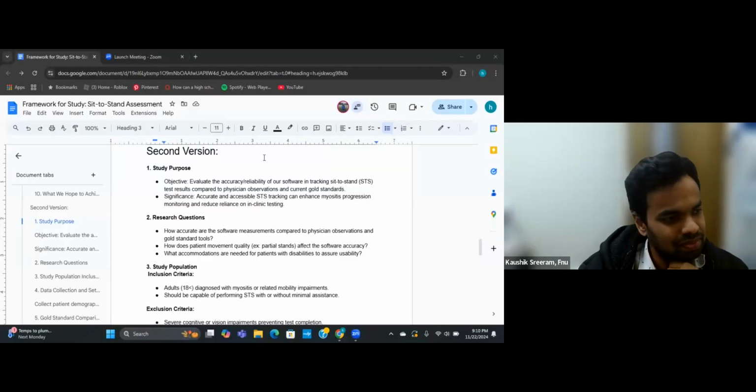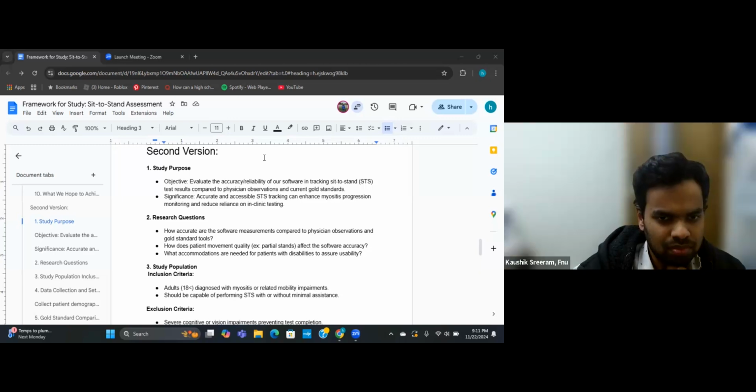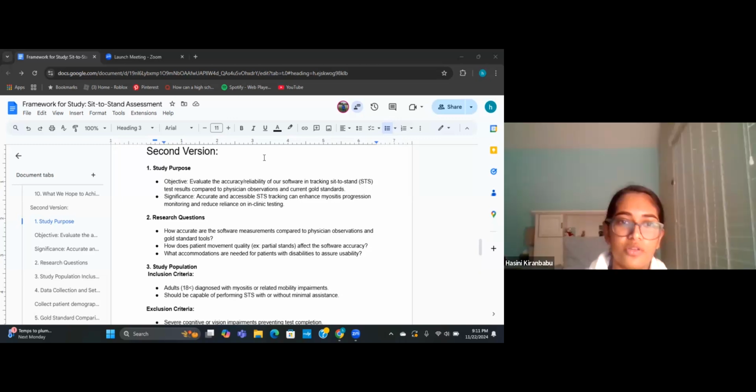So this is the second version of the framework. I tried making it a bit more specific to our study, and I noted down some questions from last time that I should address, and I kind of incorporated those into this version.